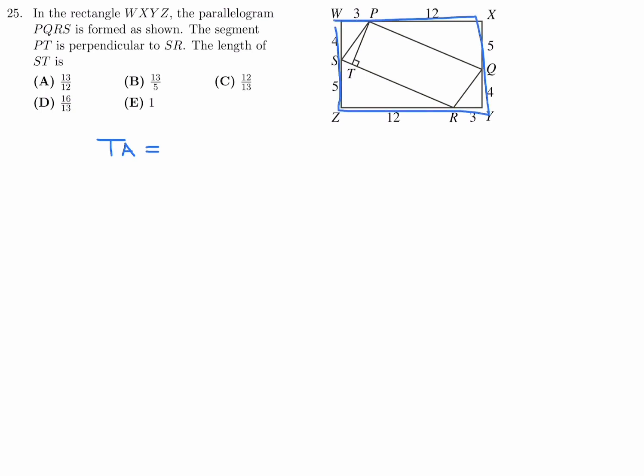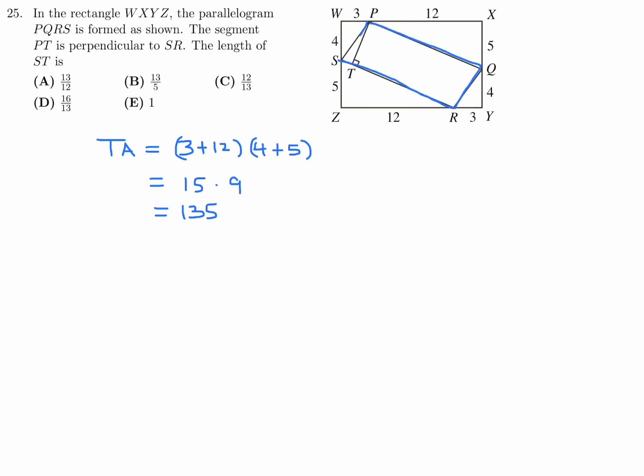The total area, TA, of the entire big rectangle, we can easily figure out. Length times width. The length is 3 plus 12. Those dimensions have been given. And the width is 4 plus 5. So very quickly, we get this is what? The 15 times 9. And that is 135. So that is the area of the full rectangle, the big one.